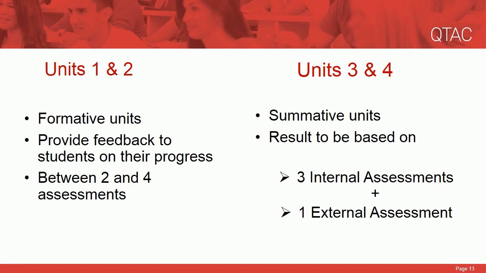Units 3 and 4 are the summative units which will usually, but not always, be undertaken in Year 12. The results for Units 3 and 4 will be based on 3 internal assessments across the year and then an external assessment to be held over a 3 to 4 week block, most likely in October and November. Interestingly, Queensland has not had external assessment as part of its curriculum for over 30 years. The reintroduction of external assessment will enable a more robust, transparent, and equitable system for all Year 12 students. Let's discuss the external assessment more on the next slide.